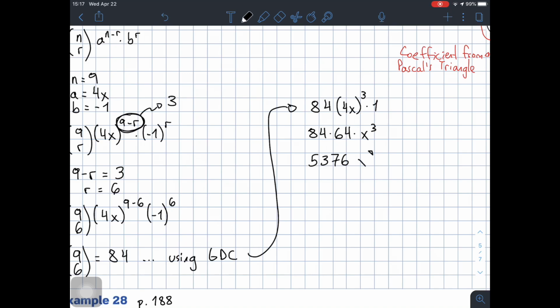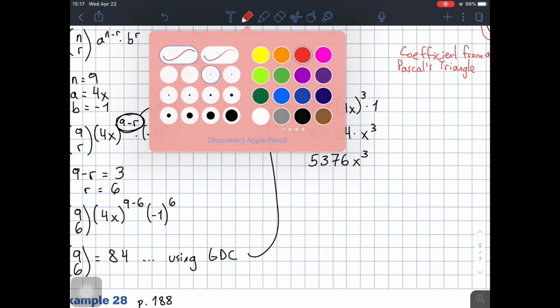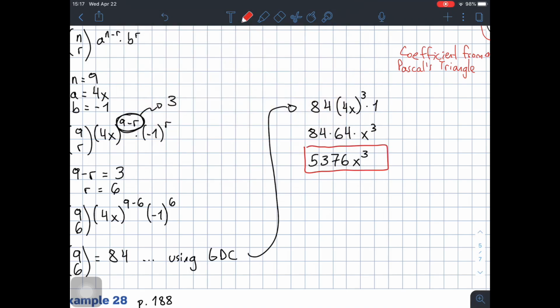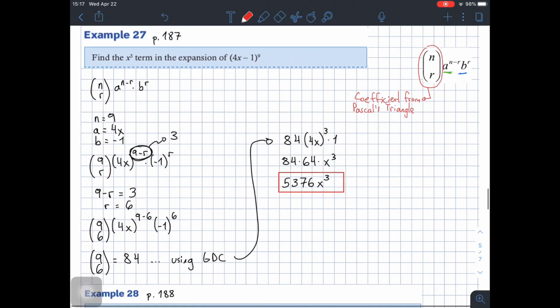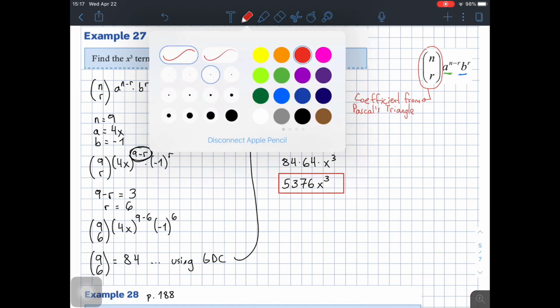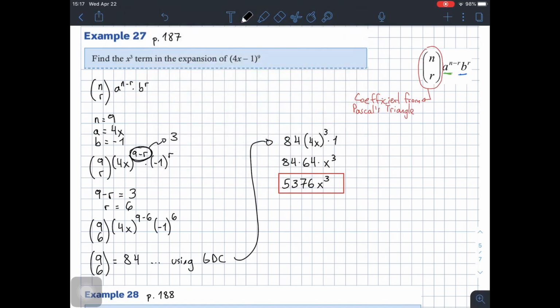So this is the x cubed term of the expansion, okay? And this is our answer. Is it clear? I hope it is clear enough for you. So this is the x cubed term.